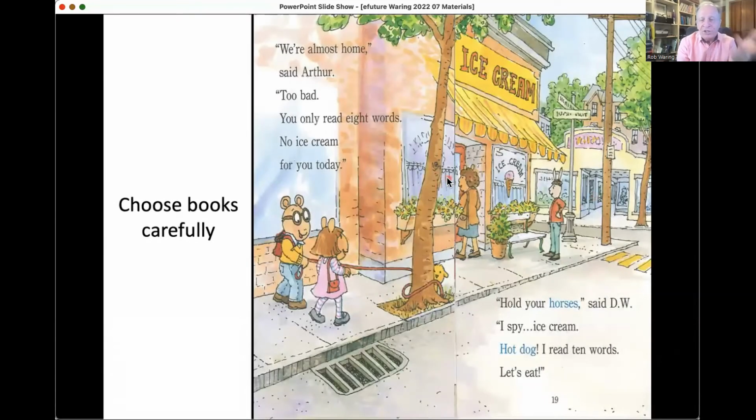So if you look at a typical book like this one: "We're almost home," said Arthur. "Too bad. You only read 8 words, no ice cream today for you." "Hold your horses," said DW. "I spy," said ice cream. "I spy ice cream. Hot dog!" I read 10 words, yeah. Now, all of those words, probably your students know. They know the word horse, they know the word dog, they know the word ice cream, and so on, yeah?